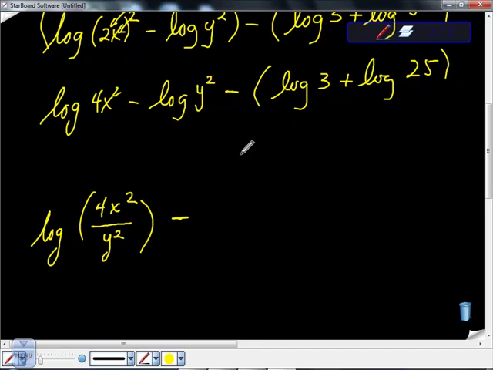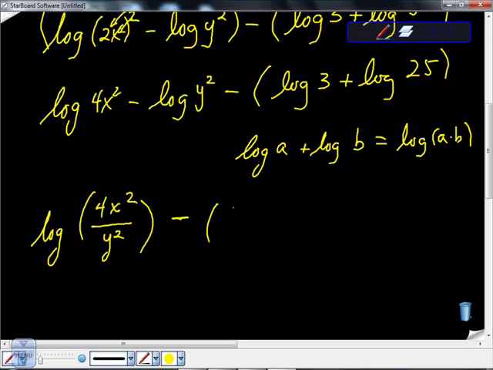The other rule that I know is that log of a plus log of b can be rewritten as log of a times b. So I'm going to keep moving here and do that. Now we have log of 3 times 25, which gives us log of 75. A is 3, B is 25. 3 times 25 is 75.